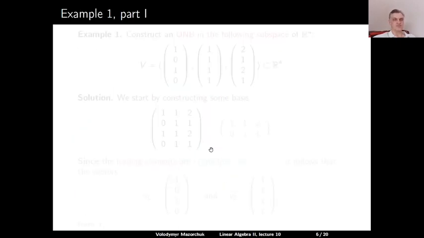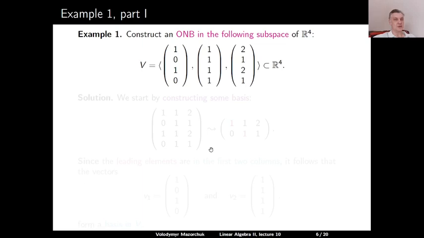Here is an example. Let us construct an orthonormal basis in the following subspace of R4. So we consider the Euclidean space E4, so this is R4, with respect to the standard inner product. And we consider the subspace V, which is generated by the vectors (1, 0, 1, 0), (1, 1, 1, 1), (2, 1, 2, 1). So let us try to construct an orthonormal basis in this subspace.